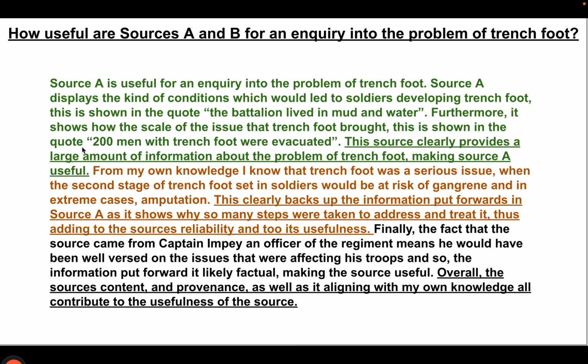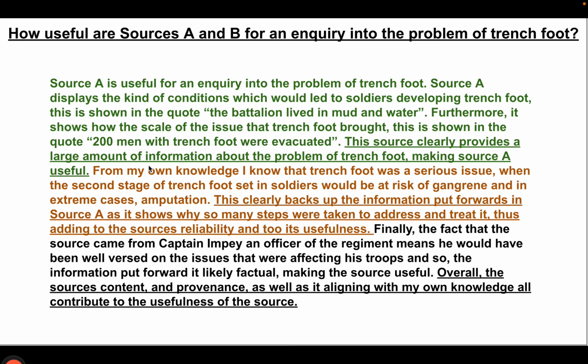So now we are going to look at a model answer that I have transcribed. So, source A is useful for an inquiry into the problem of trench foot. Source A displays the kind of conditions which would lead to soldiers developing trench foot. This is shown in the quote, "The battalion lived in mud and water." Furthermore, it shows the scale of the issue that trench foot brought. This is shown in the quote, 200 men with trench foot were evacuated. This source clearly provides a large amount of information about the problem of trench foot, making source A useful.